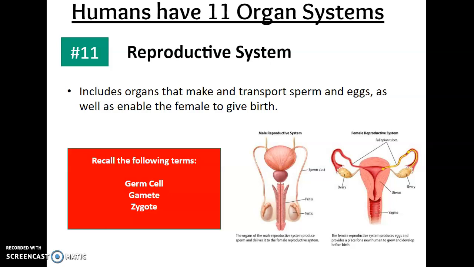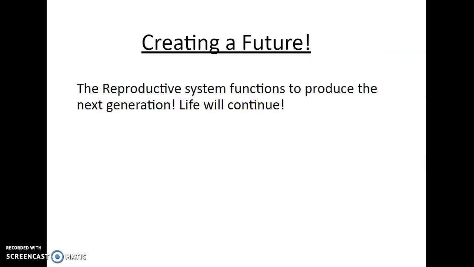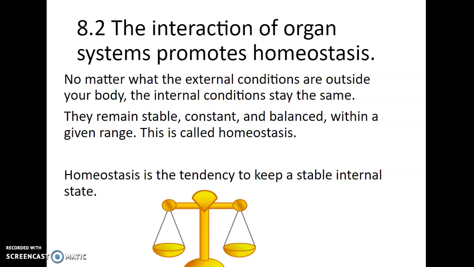You may recall some of the following terms from previous classes, in previous years in science, where maybe you heard about the germ cell or the gamete or the zygote. These are all reproductive terms that we use to describe the beginning of life. So creating a future, the reproductive system functions to produce the next generation. We need this in order to continue with life.